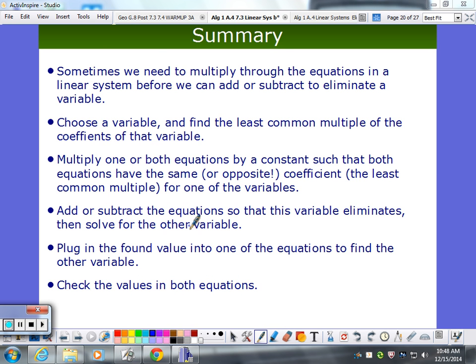Okay, this is where we are. So we're solving linear systems. We know what it means to solve a linear system, don't we? What does the solution to a linear system represent? It's an ordered pair. That means what? Where the lines meet. Where they cross each other, right? Where they intersect. The solution to a linear system is an ordered pair where they meet.